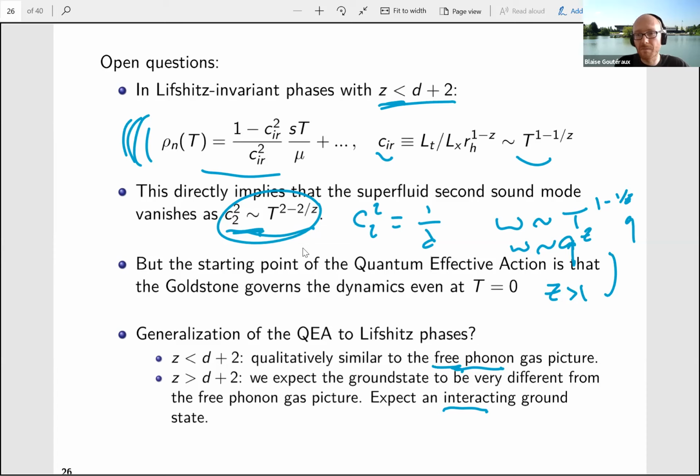This is what I would expect the 0 temperature dispersion relation should look like. Interesting. And it might be that you can see this by tracking this mode starting from non-zero temperatures and then going to low temperatures and see that the dispersion relation changes from this to that. But this we haven't done. Right. Because, for instance, I would expect this to be the correct starting point for the quantum effective action. We should write some quantum effective action that's compatible with this.